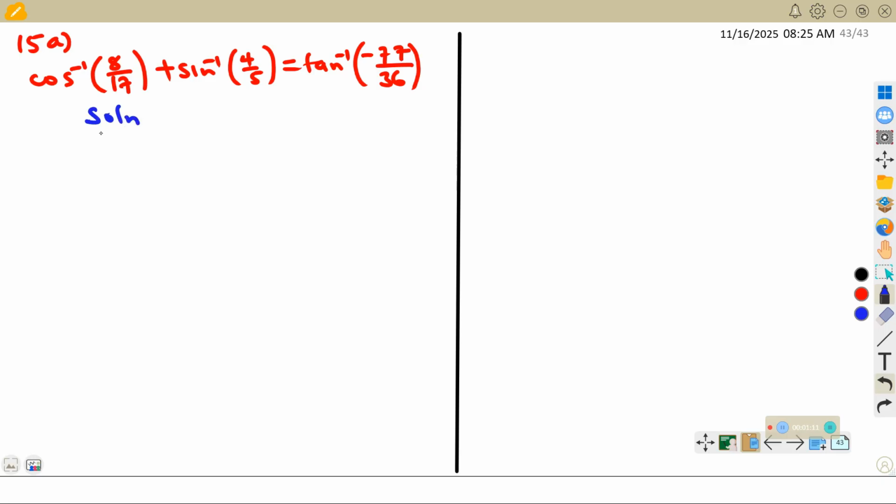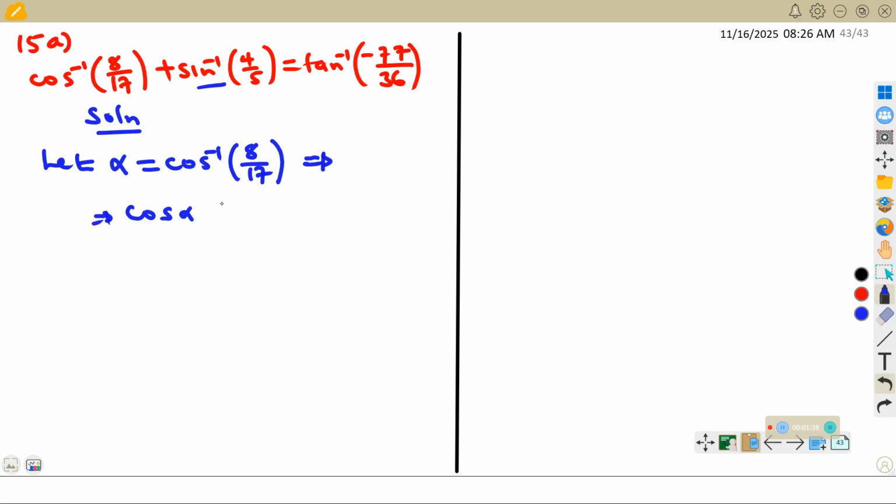Looking at the solution, we shall first let alpha represent cos inverse of 8 divided by 17. When we let alpha represent that, it implies that cos of alpha is 8 over 17. Likewise, we shall let beta represent sine inverse of 4 over 5, which means sine of beta is equal to 4 divided by 5.